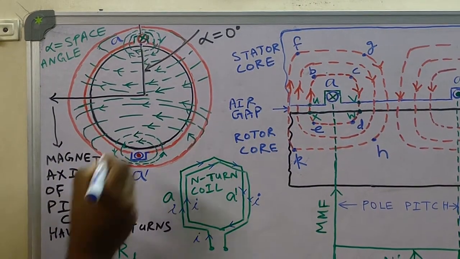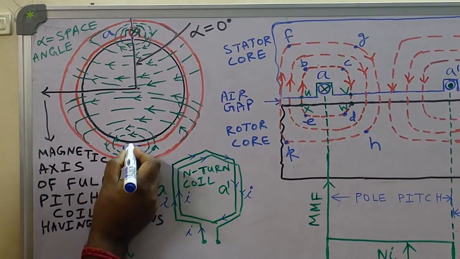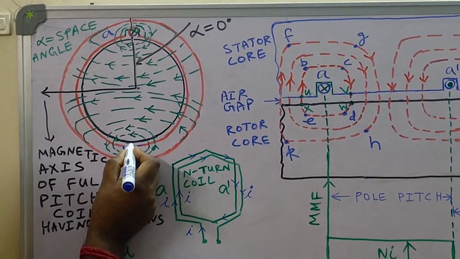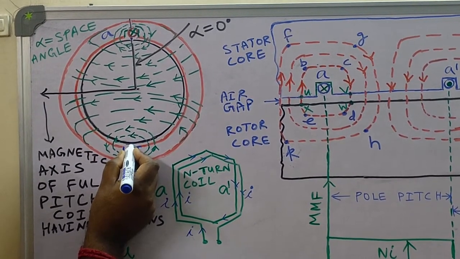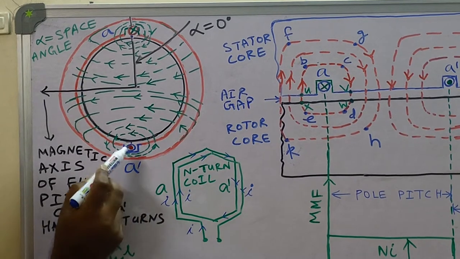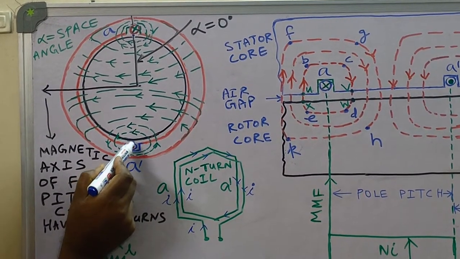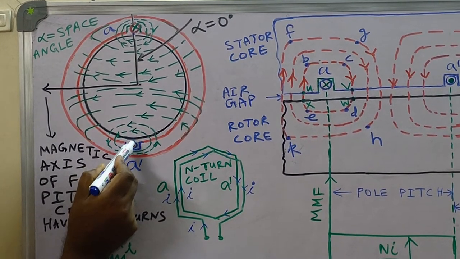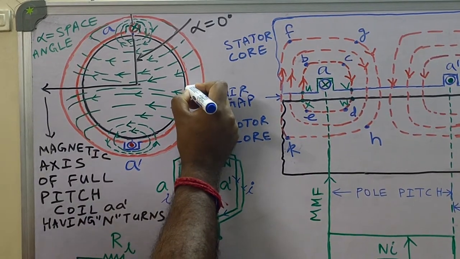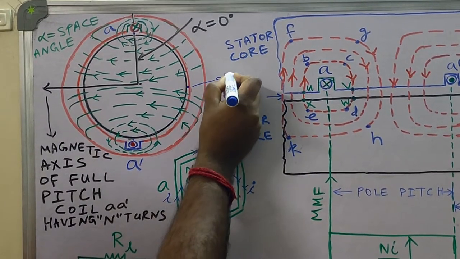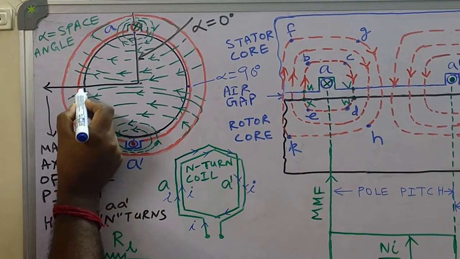So going by this logic, if you take a point in front of the coil side A dash, please look here. This point which is in the air gap, but in front of the coil side A dash, will be identified by alpha equal to 180 degree. Likewise, this point will be identified by alpha equal to 90 degree, isn't it? This point will be identified by alpha equal to 270 degree.